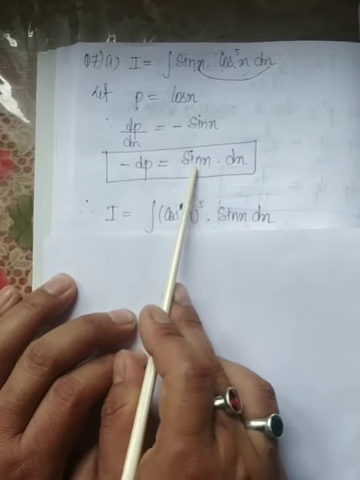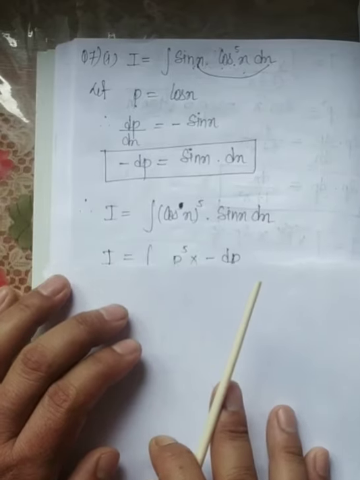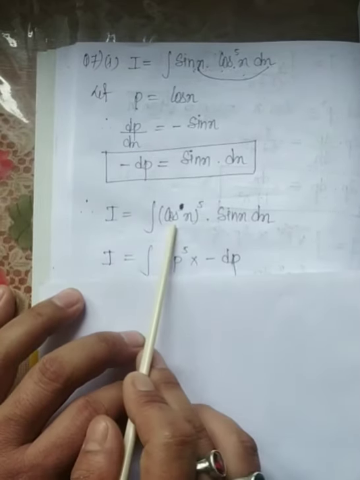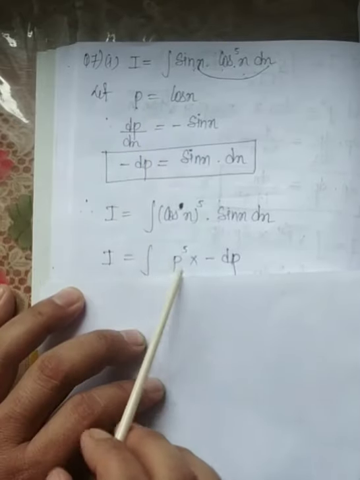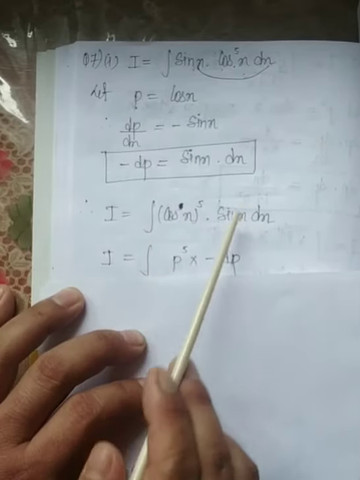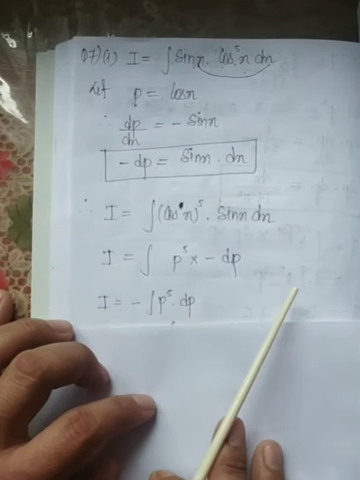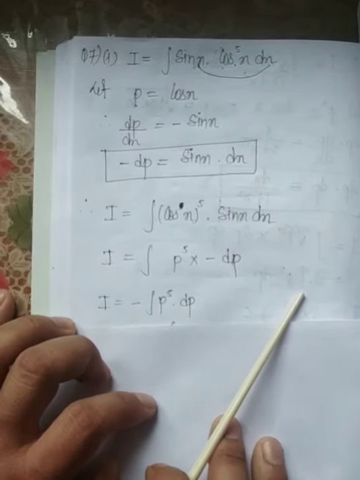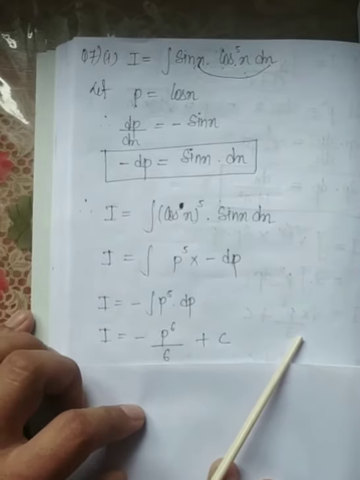And what is the value for sin x dx? Minus dp. So everything is in terms of p now, which is cos x, p to the power 5, p to the power 5 into the value for sin x dx, minus dp, minus sign comes outside. This is minus integration p to the power 5. Now we know what to do, p to the power 6 by 6. Okay, this is the step.